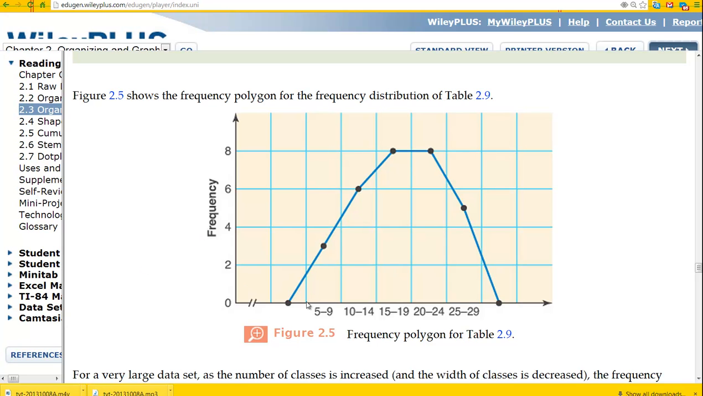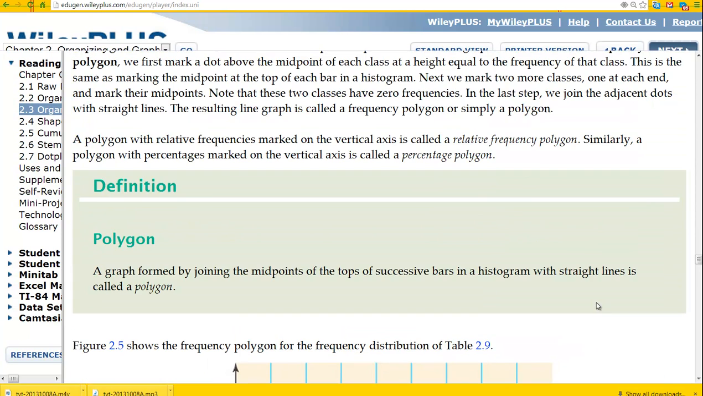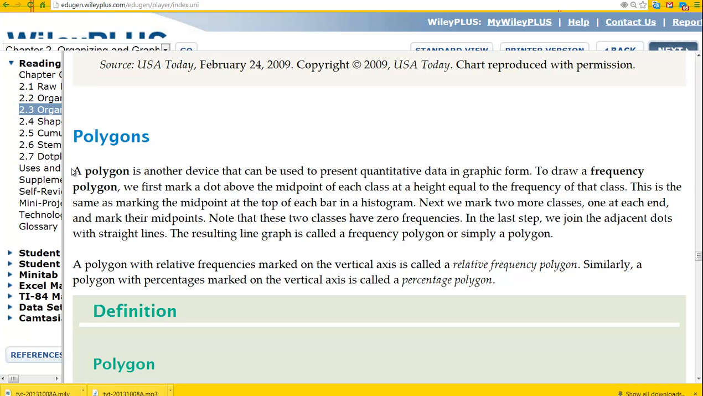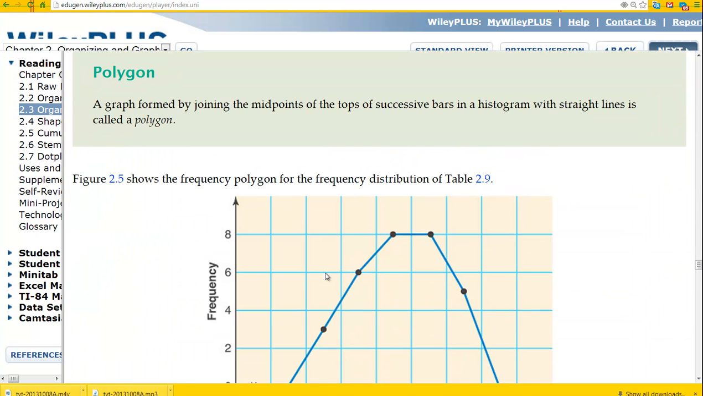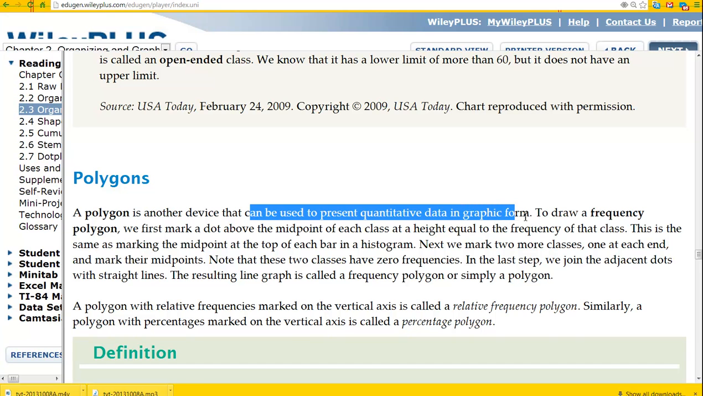Before, we had a bar here, and then a bar here, and we're just taking the midpoint at the top, the midpoint at the top, midpoint at the top, and then we draw down to 0 here, and down to 0 here. Okay? So a polygon is another device. It's called a polygon. A polygon is another device that can be used to present quantitative data in graphic form.